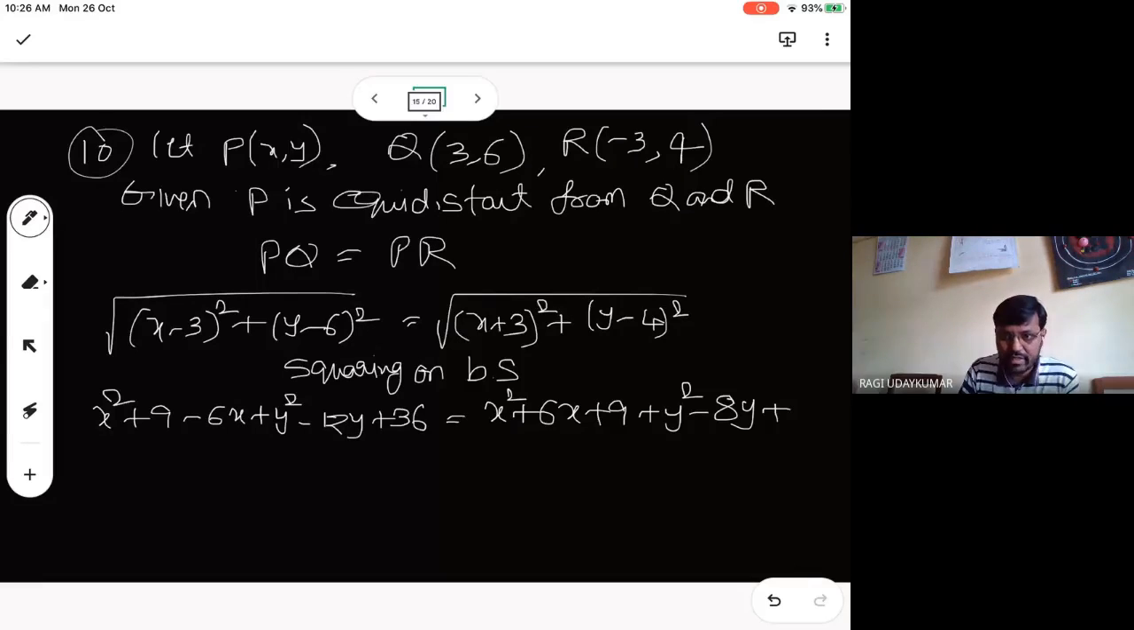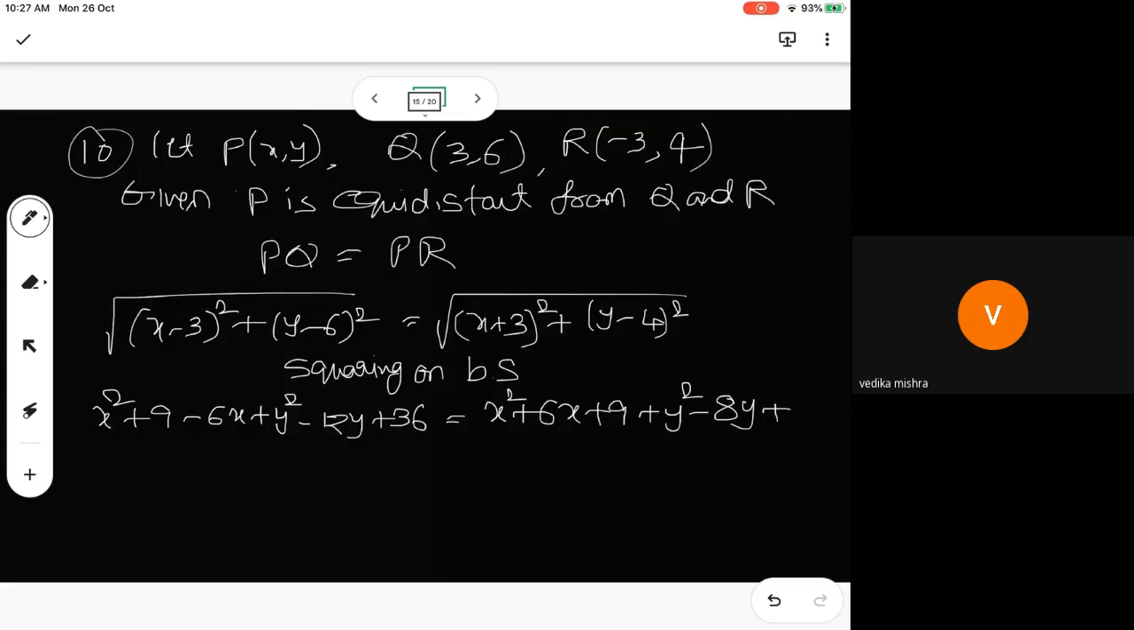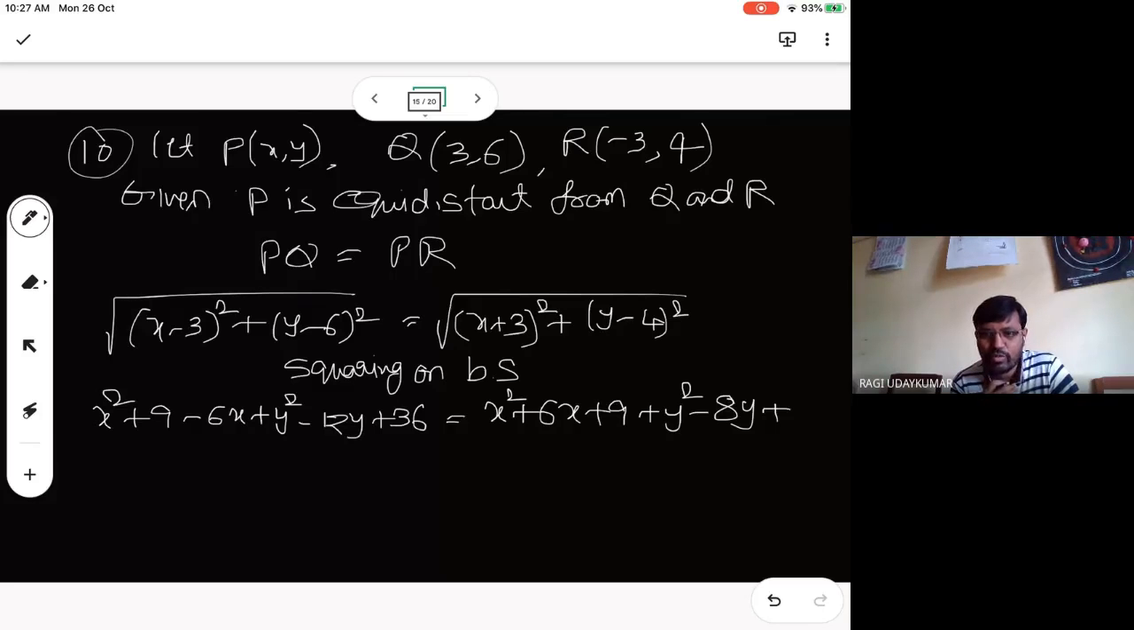What do we get? Anyone? The expansion of (a minus b) whole square. What do we get in the next step? y square minus 8y plus b square. Now, what is b square? What is there in the place of b? 4 is there, so 4 square. I am expanding this now. What do you get? 4 square is 16. Did you understand this?